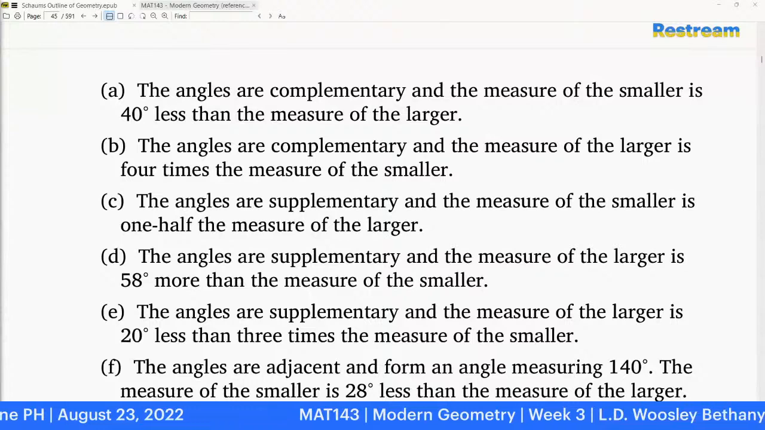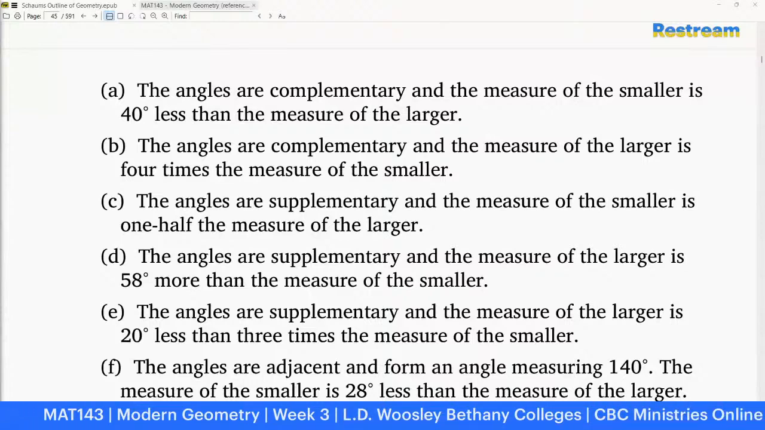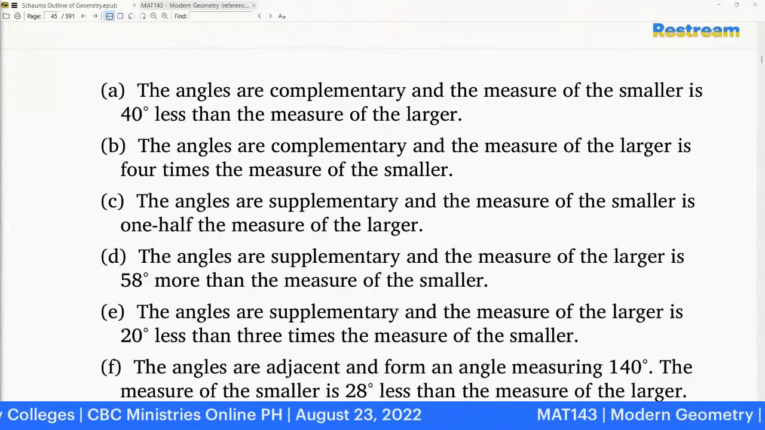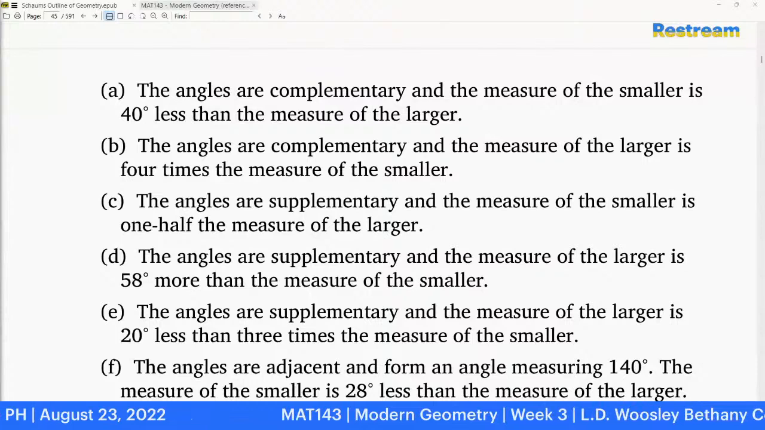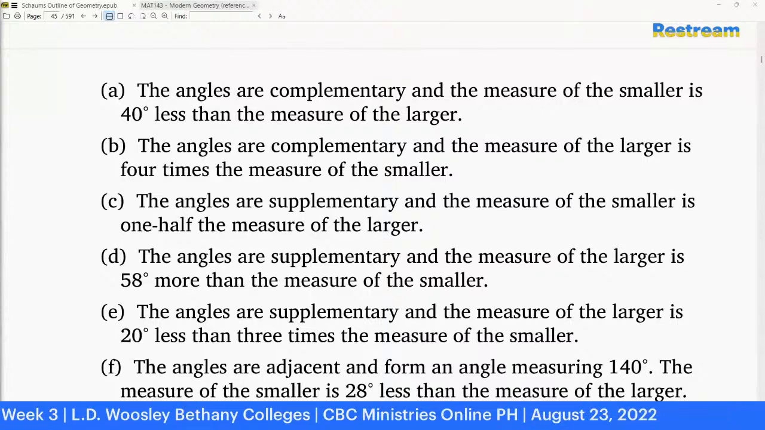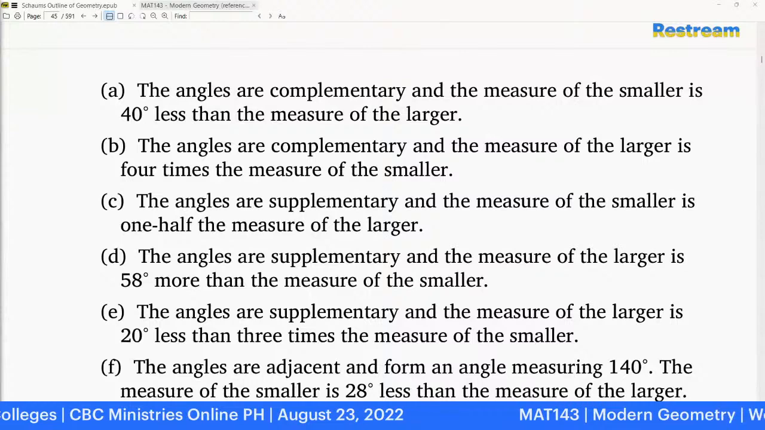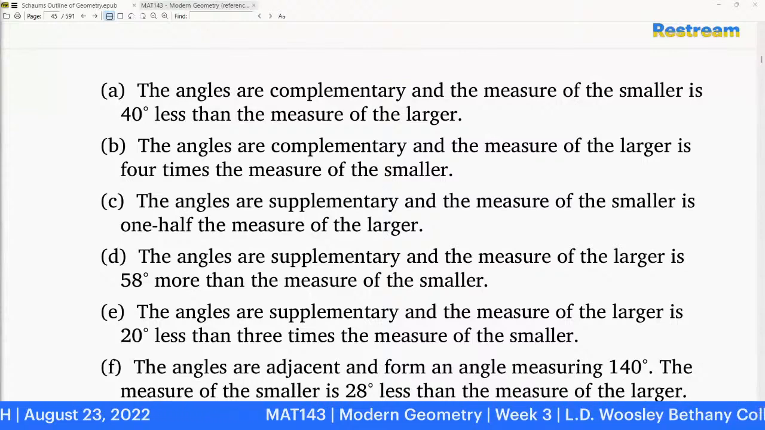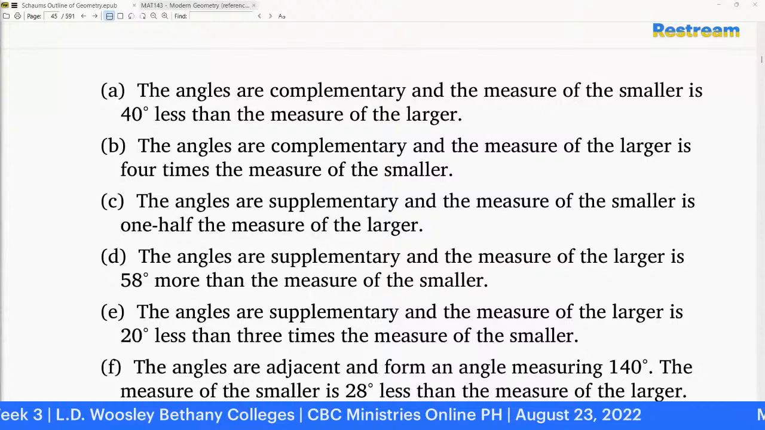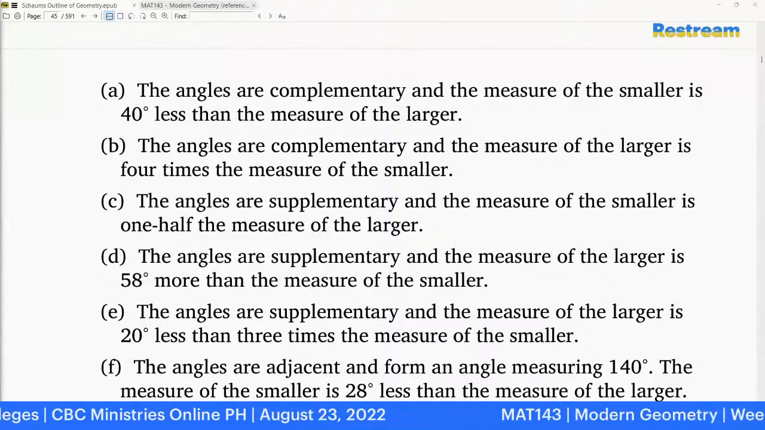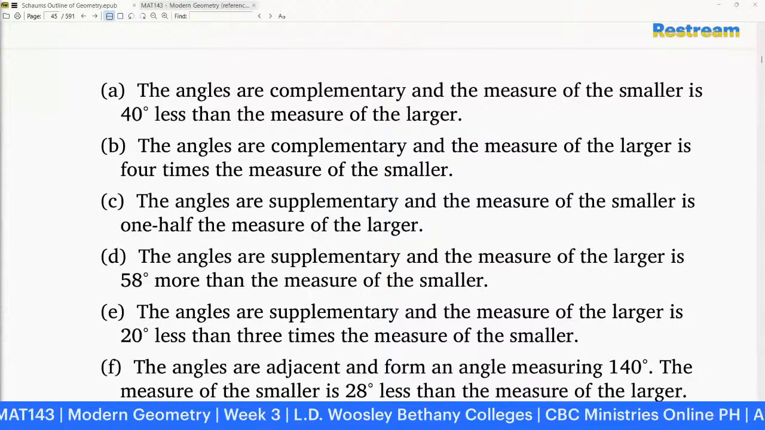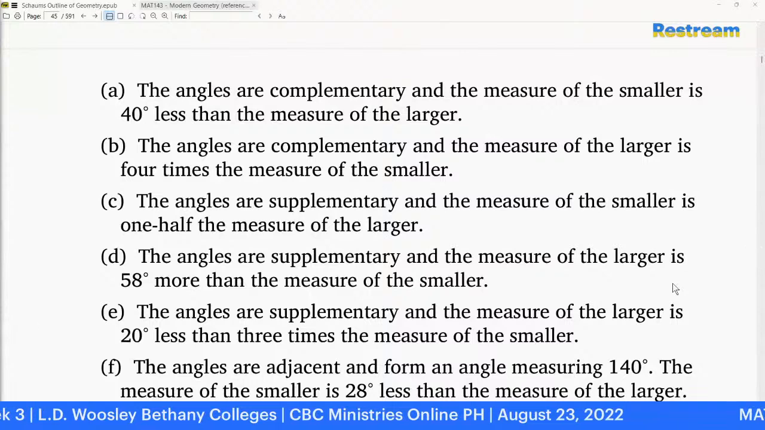All right. So Isel, can you still hear us? Okay? Can you give the answers for A and D? Yes po. Letter A po is 25 degree po. 65 degree po. Okay, 25 and 65 because their difference is 40 less than the measure. Correct. Okay, letter D. D po, 61 degree po and 119 degree. Okay, 58 more than. So, okay, correct. That's correct. 61 and 119. Okay.